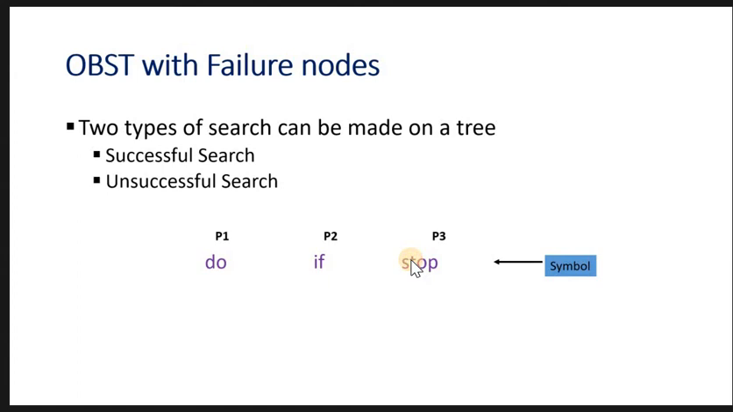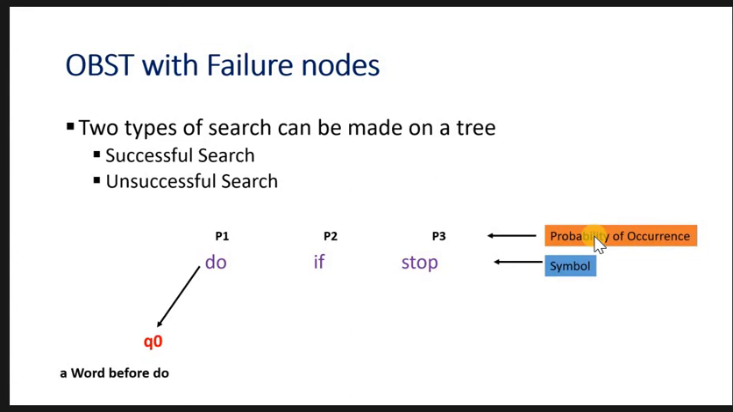Now P1, P2 and P3, what are these? This is nothing but the probability of occurrence. Do occurs with the probability P1, if is found with the probability P2, and stop is found with the probability P3. So this is the probability of success. Now what are the probabilities of an unsuccessful search? You are searching for a word which is less than do, a word before do.